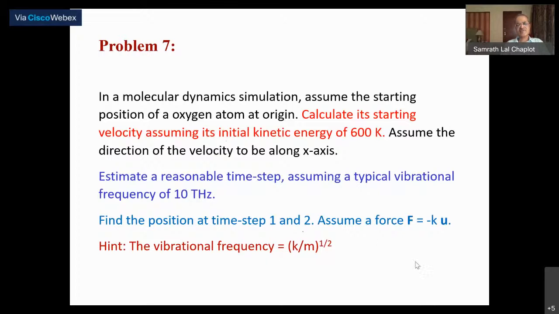It's a simple harmonic oscillator problem, but you have to do it as if you're doing a molecular dynamics simulation. And then, of course, the same thing, if you are able to do it here, can be done with multi-atom systems. So I suppose this is clear.